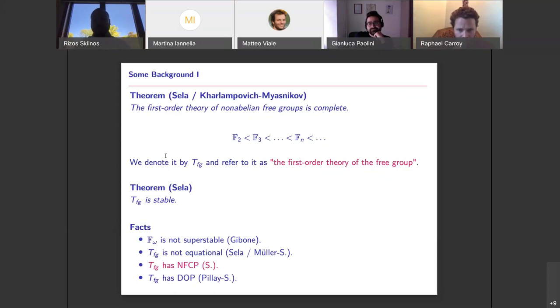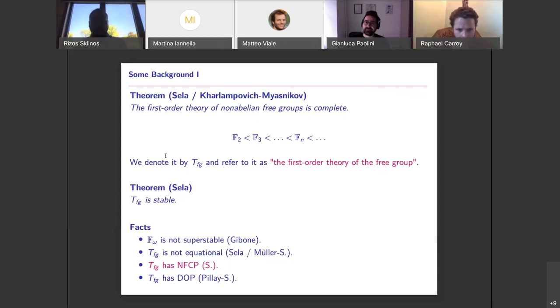And then Sela came up with a proof that the theory is not equational. He gave the proof to Udi, and Udi was reminded of the counterexample that he had found. So then he gave him the correct definition of stability, and Sela was able to prove stability. So that's a short story about this result.